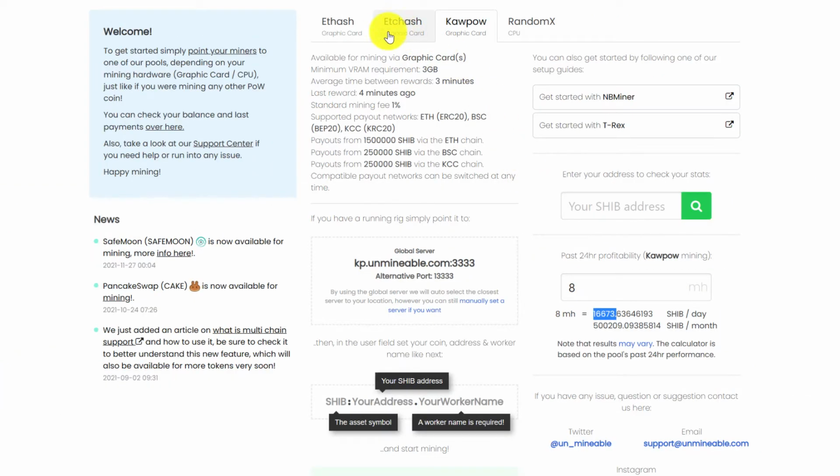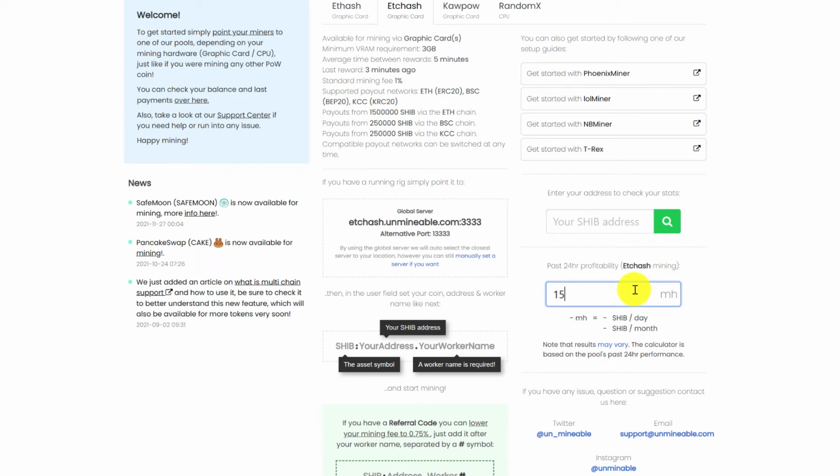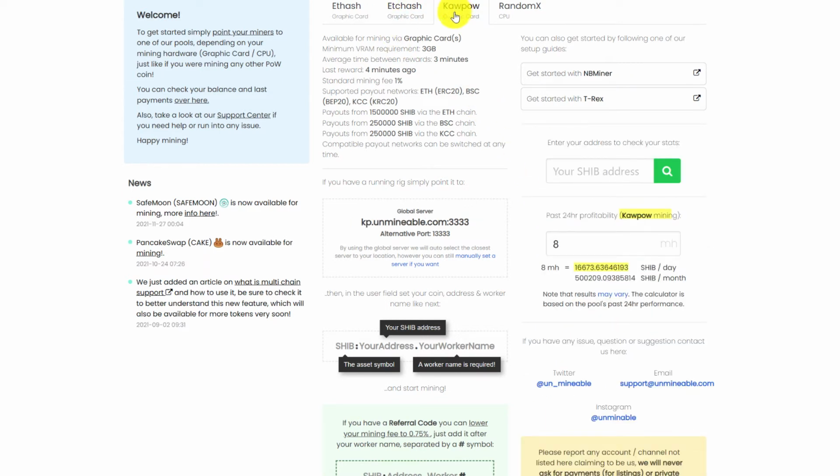I had initially tried Ethereum Classic, ETC, and with my old card I was getting roughly 15 megahash on it. But you'll see here that you're only getting about 9,000 Shiba Inu tokens per day. So it was better for me to use my old 1650 to mine Raven Coin, and I'll get a better exchange of tokens this way.